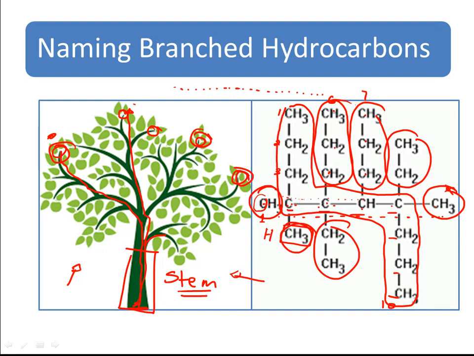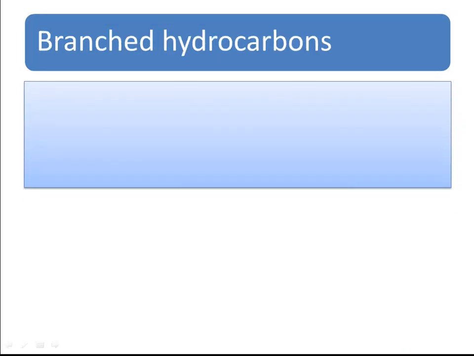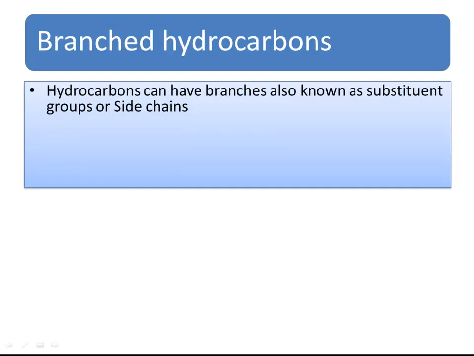Those side chains, there's a special way of naming them which we're going to look at later, actually straight away. Now, just for you to have something to write down in your book for revision purposes, hydrocarbons can have branches which are also known as substituent groups, or they can be called side chains, or they can be called branches. Depending on the book text you are reading, it's one and the same thing.